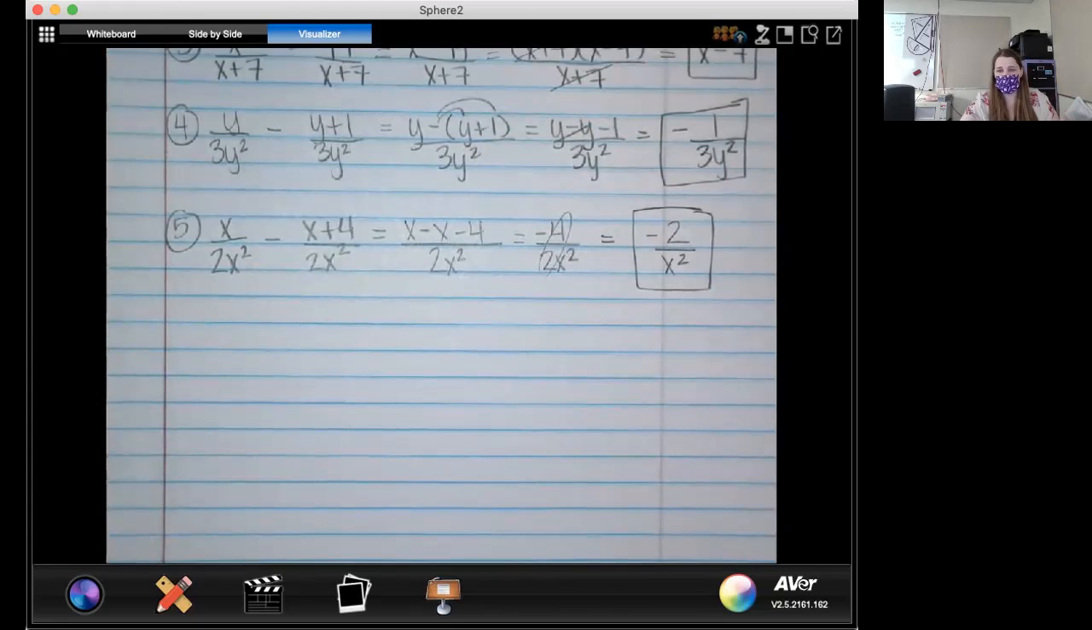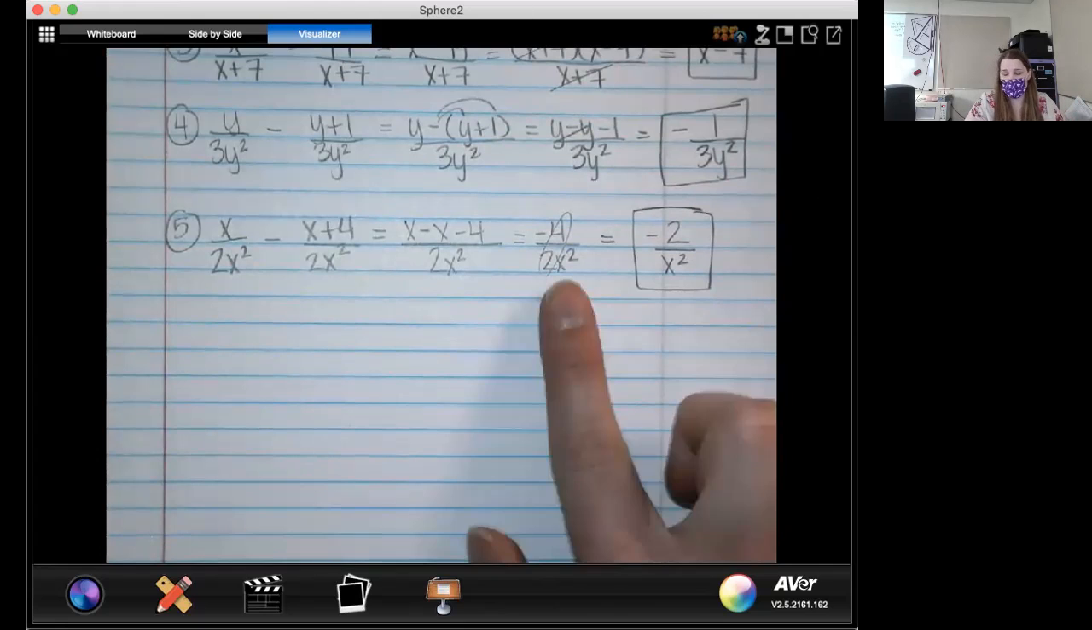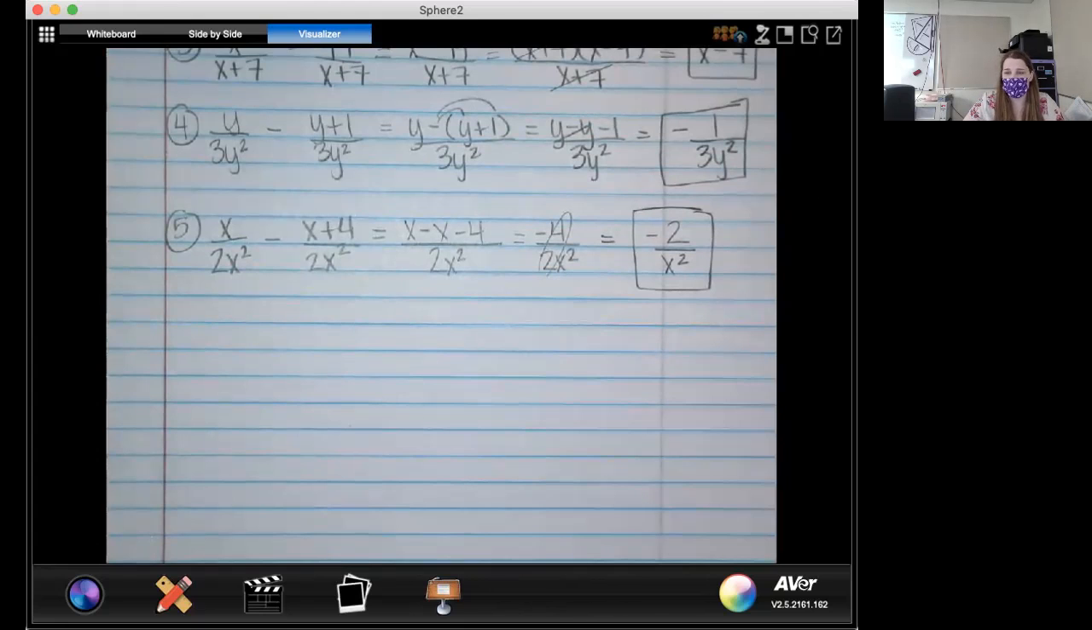And most people did have that, or they had the one before it. So remember that you can simplify things as long as they're multiplied together. Does anyone have any questions or concerns regarding number 5? Okay.